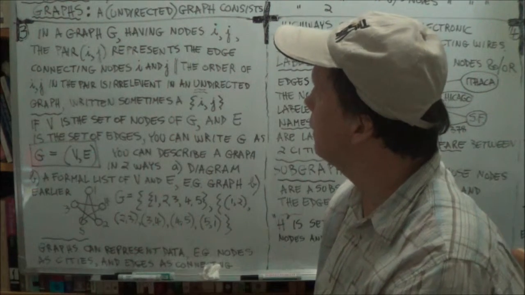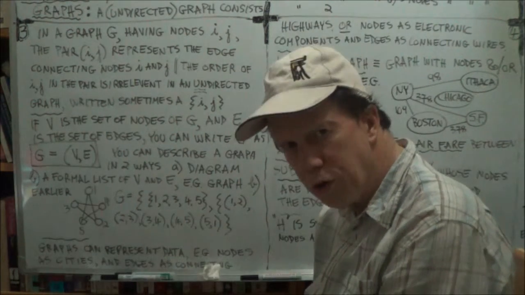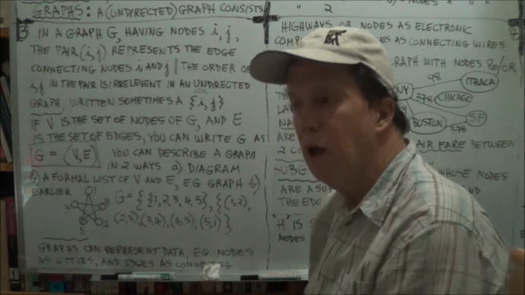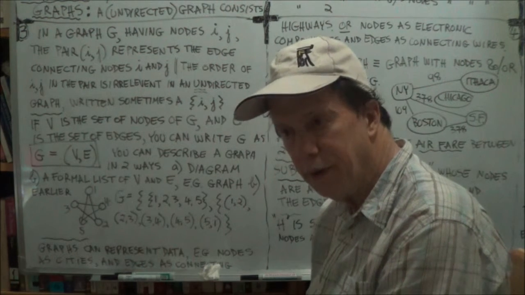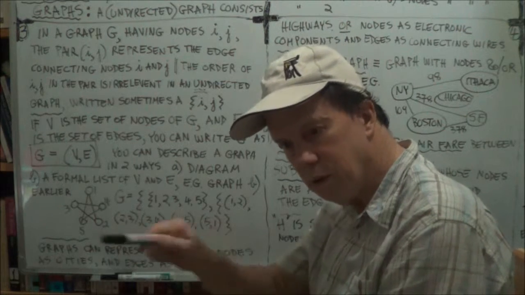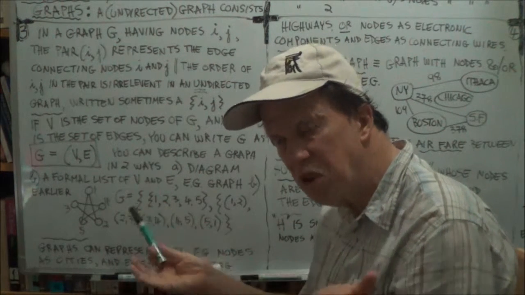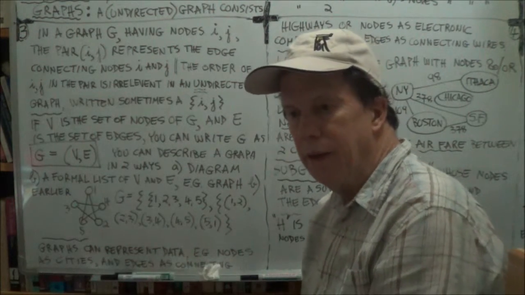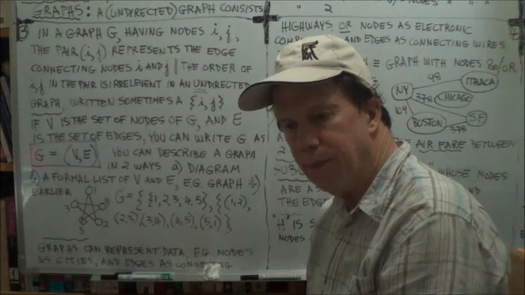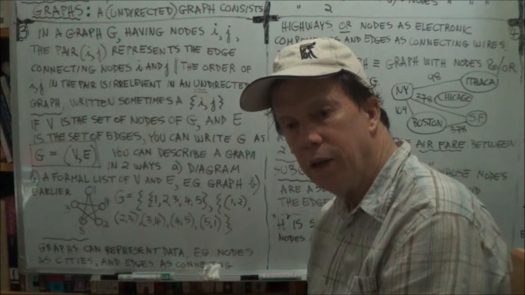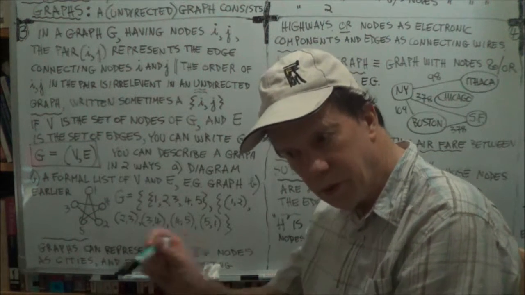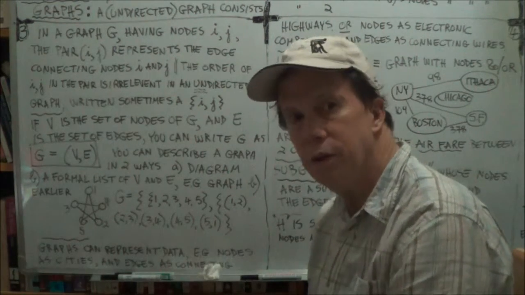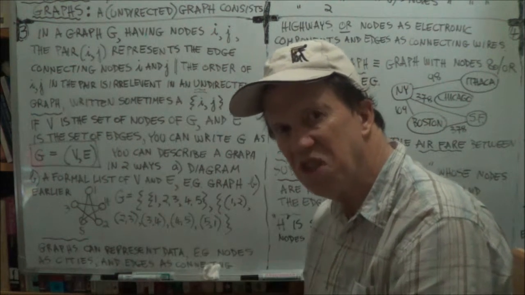Now, you may ask, is the order important? Is this an ordered pair, or is the order irrelevant? Well, good question. It depends on the graph. For some graphs, the direction from i to j or from j to i is irrelevant, it doesn't matter. It depends on the context. For example, say your nodes are cities, and your edges are highways between two cities. Highways are usually both directions, so the direction, ij or ji, doesn't matter.